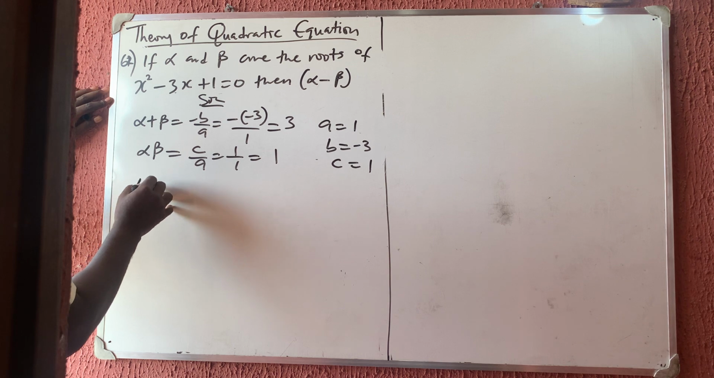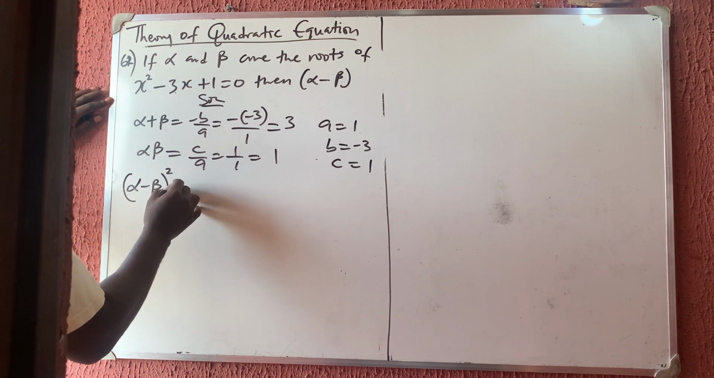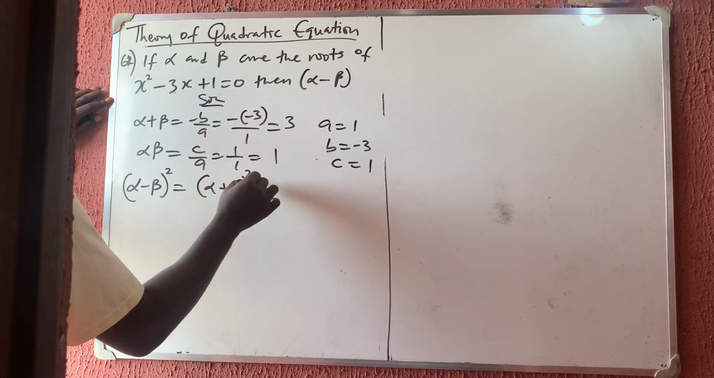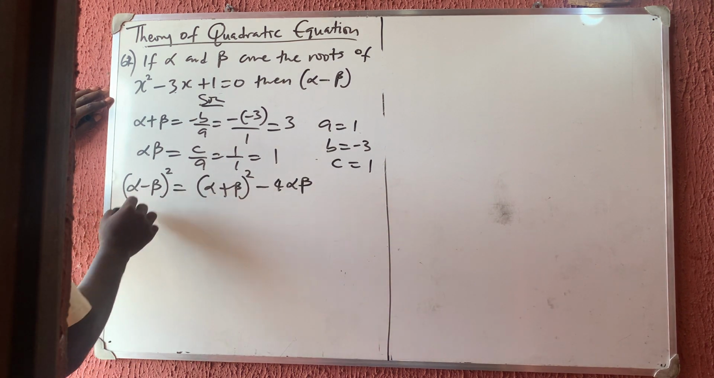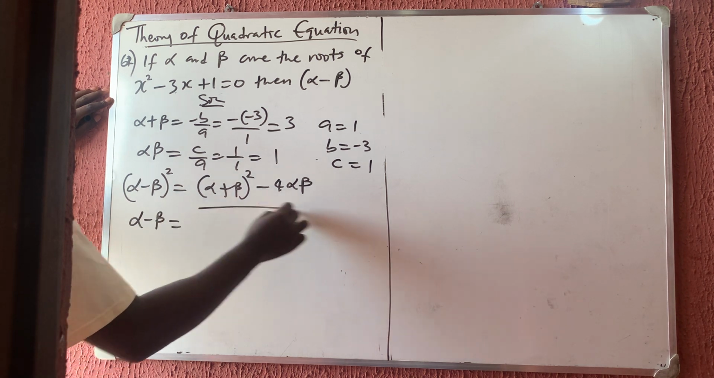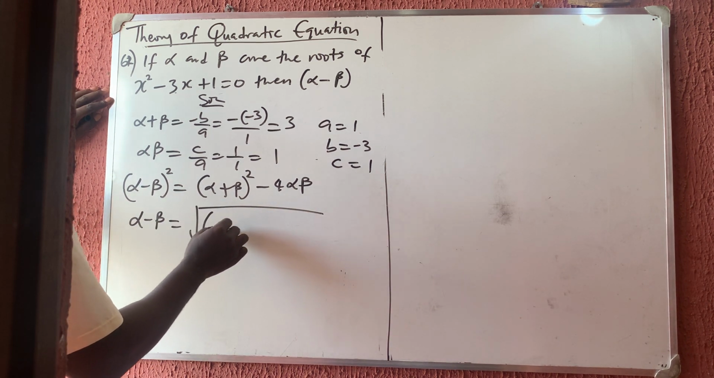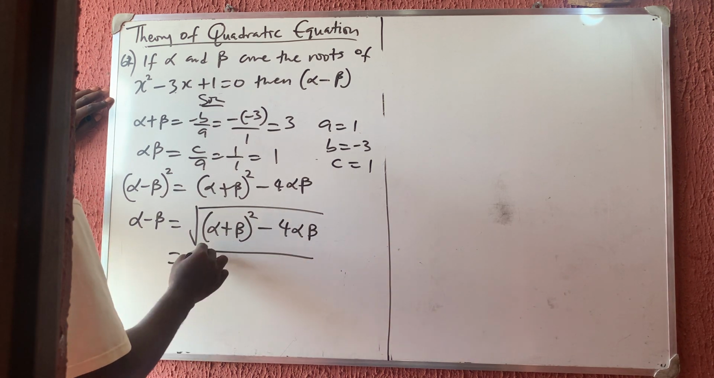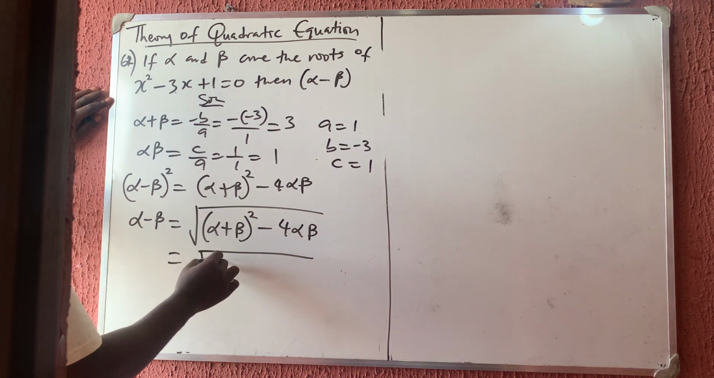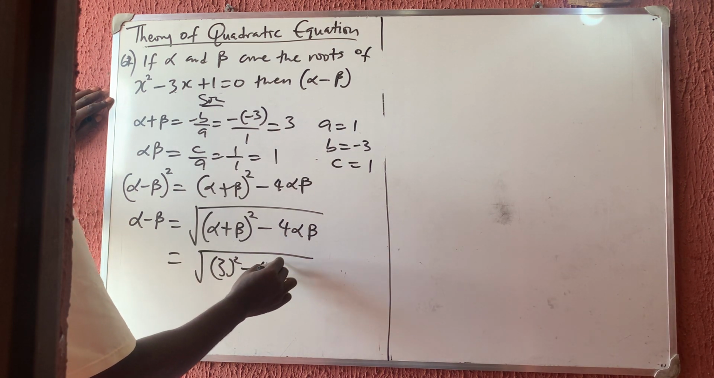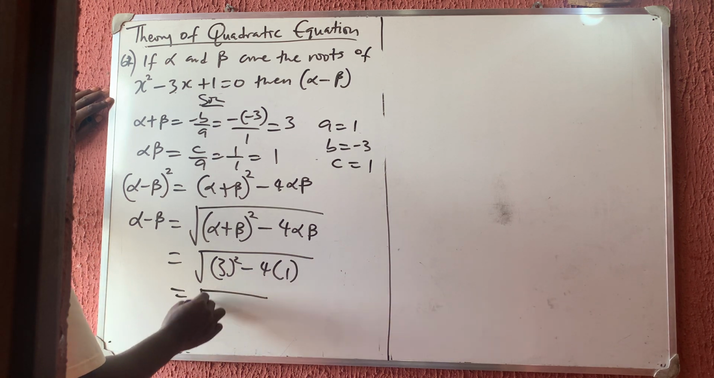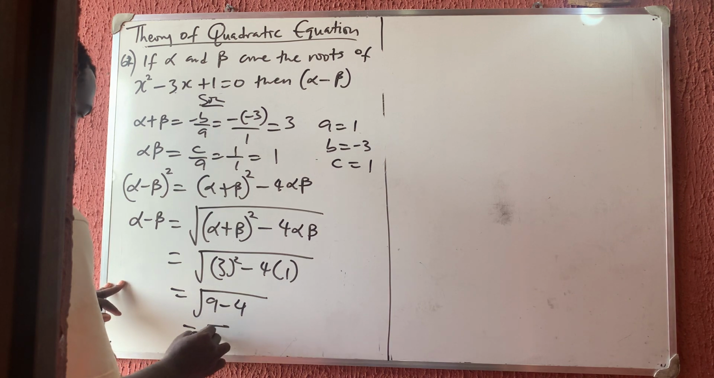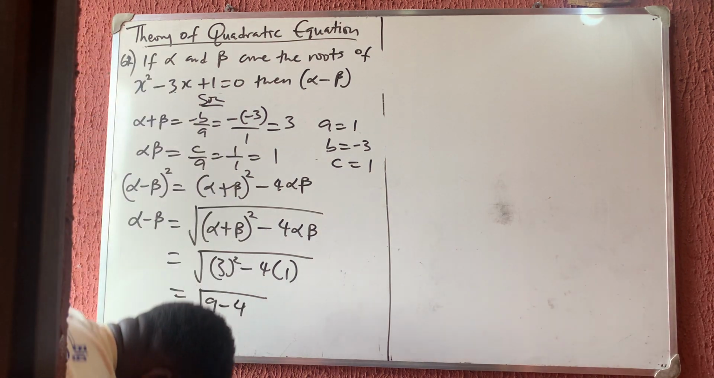Then alpha minus beta all squared, I want to show you something, is equal to alpha plus beta all squared minus 4 alpha beta. Then to find only alpha minus beta simply means the square root of these. The square root of alpha plus beta all squared minus 4 alpha beta. So what do I have? The square root of, I've gotten this one to be 3, so 3 squared minus 4 into 1. So the square root of 9 minus 4, which is the square root of 5. So root 5 is the solution to that.